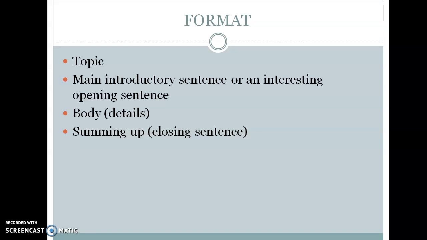Here you have to write one paragraph of which the introductory line or the opening sentence has to be very interesting so that it catches the interest of your examiner or the reader. Then after the first line you are going to write the details about the topic, and then the final closing sentence should be summing up. A basic glimpse about what you have written in one line. That would be your closing sentence.